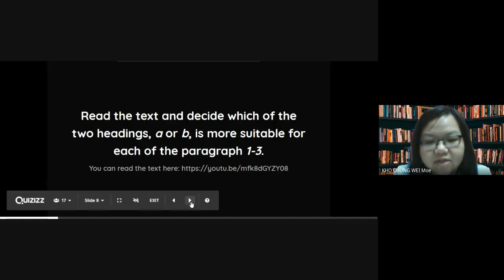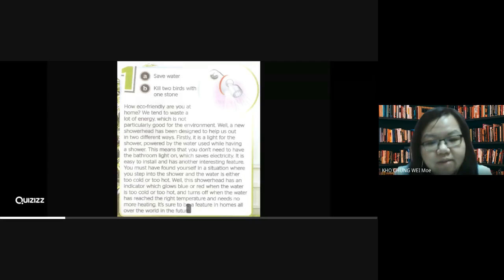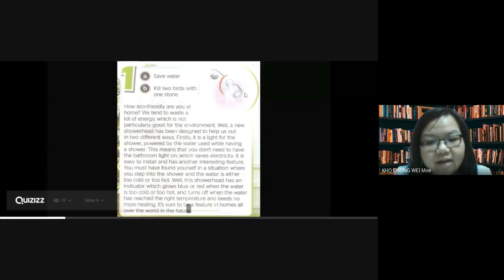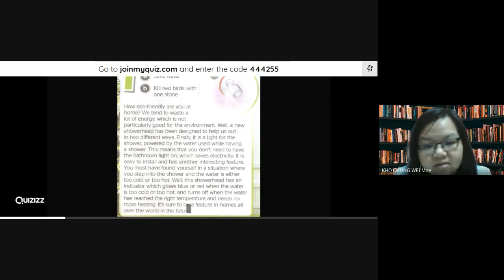Our purpose is to decide which of the two headings, A or B, is more suitable for each of the paragraphs 1 to 3. So remember, this is your first paragraph. This is a picture of the shower head, and you have two headings here. Is it save water or kill two birds with one stone? Do you need time to read through this again?